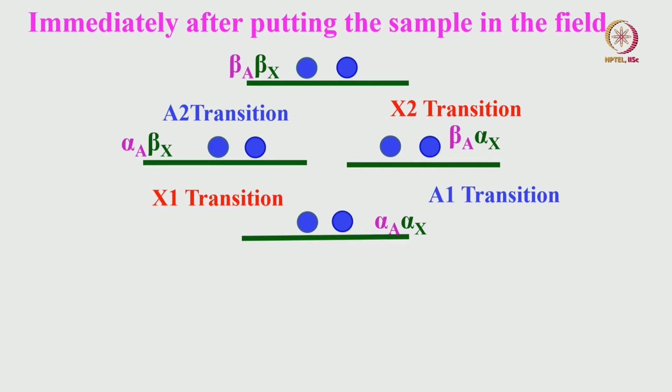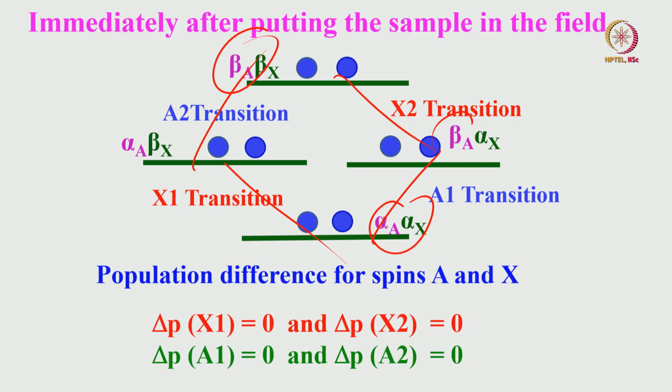I have taken the example of two spins with four energy states: beta beta, alpha beta, beta alpha and alpha alpha. Already we discussed this is the A transition, and this is the X transition. Each of these two transitions is numbered A1, A2, X1, X2. And I told you already, since there is no J coupling, the frequencies are identical. A will give two transitions, X will give two transitions.